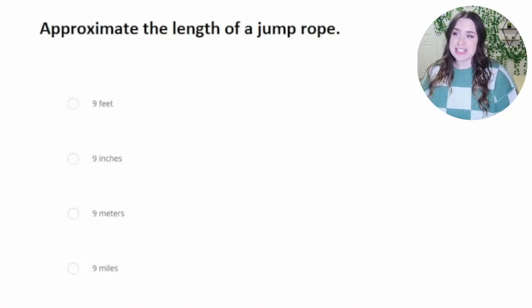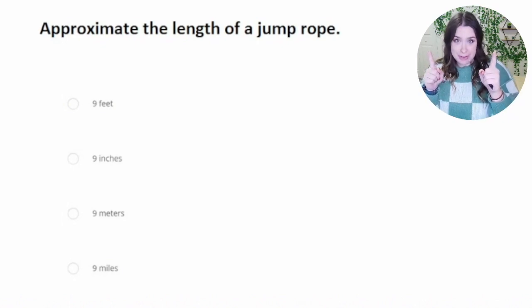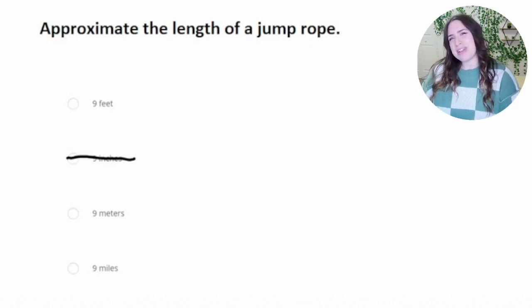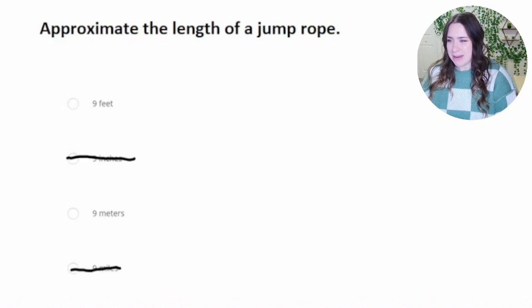All right, this question says, approximate the length of a jump rope. And you'll notice that all of the answer choices are 9, so what we're really looking at are the units of measure. So let's first see if there's any that we can immediately eliminate. So 9 inches is less than a foot. There's no way we're jumping with a jump rope that's 9 inches. 9 miles, we can't even see that far, so it's definitely not in miles. So really our answer choices should be between 9 feet and 9 meters.